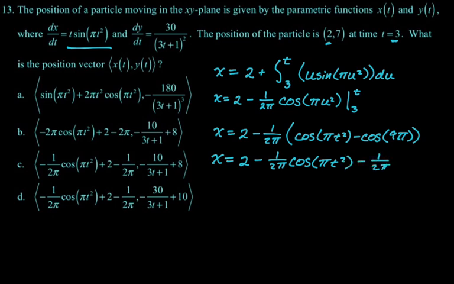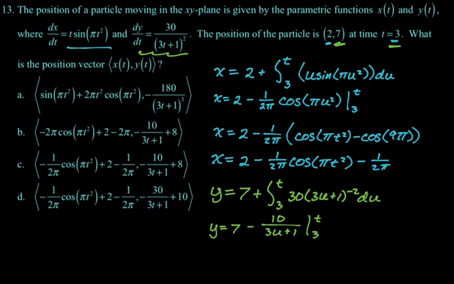Okay, so this is the x coordinate of the position. Now for y, we start at 7. We start at t equals 3, so we're going from 3 to t of dy/dt, but we have to use a dummy variable. Also I'm going to rewrite it so that I can integrate it a little more quickly. So 3u plus 1 to the negative second, times the reciprocal of 3, so that'll give us this.